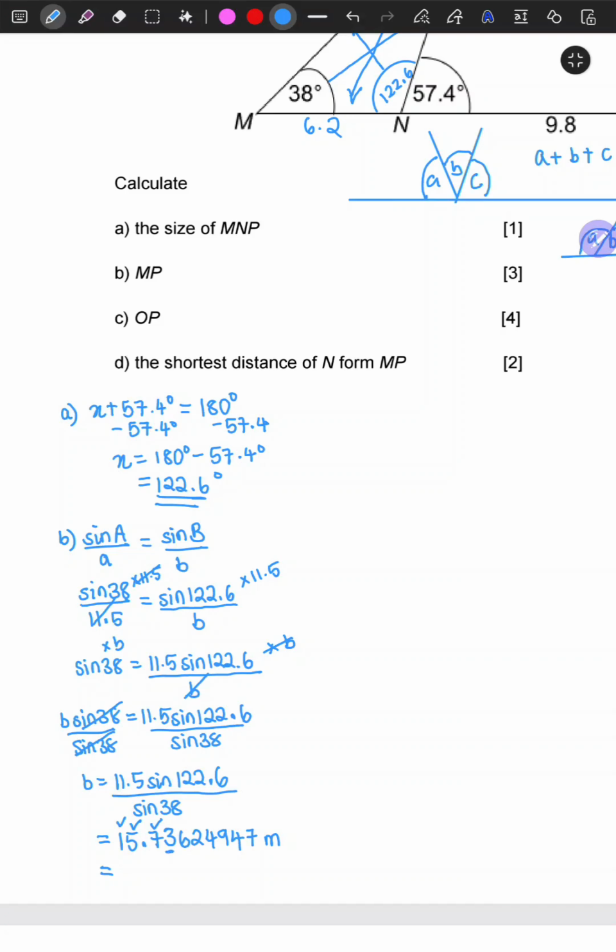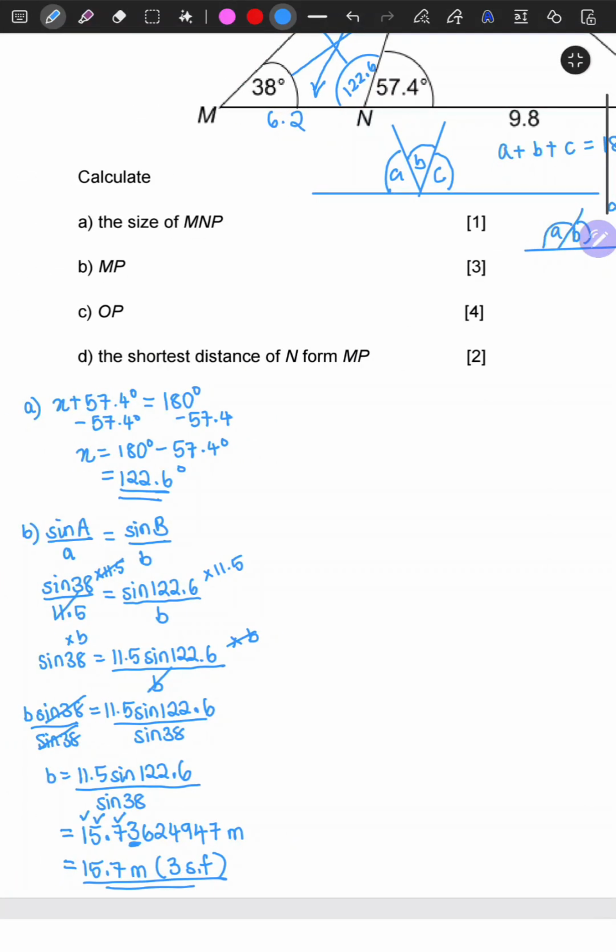So we check if the next number is 5 or more, and if it's 5 or more we round up, but in this case it's less, so we're not going to round the 7 up to an 8. It's just going to remain 15.7. So we're going to say 15.7 meters and indicate that it is to 3 significant figures, and that's it. That's how easy that is. And then we're going to move on.